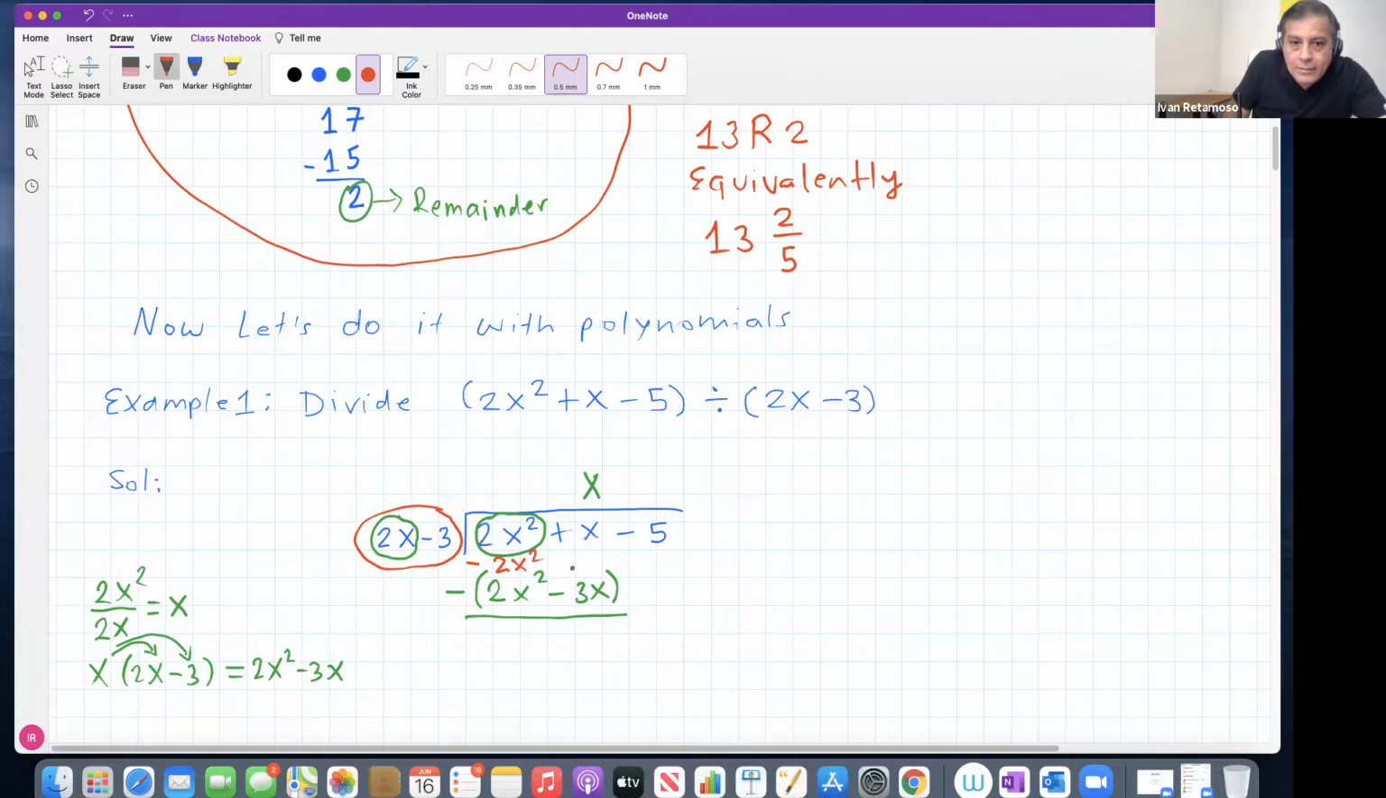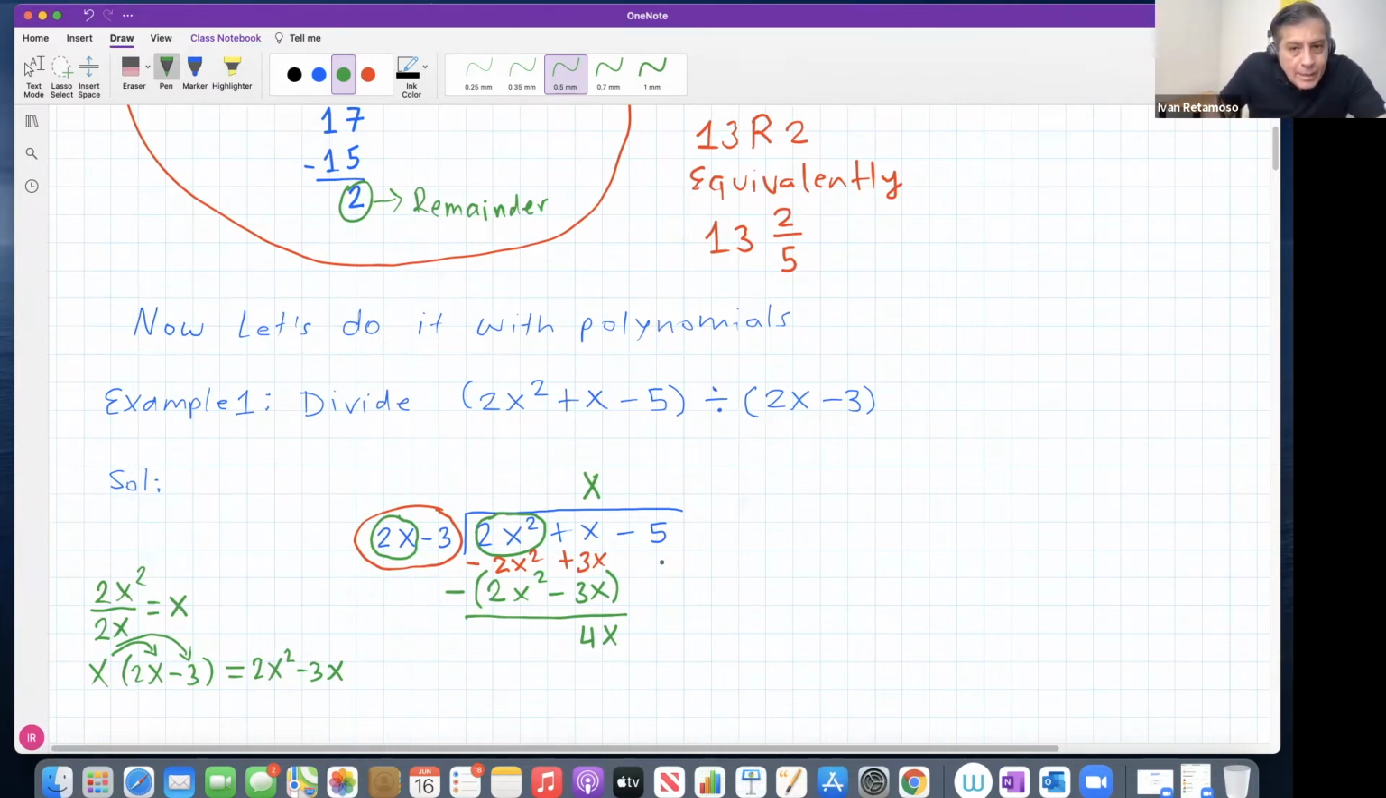And negative times negative, positive 3x, right? Positive 3x. I forget about this, I just add these two. Look, 2x squared minus 2x squared, 0, right? Nothing. But here, 1x plus 3x, that's going to be 4x, right? 4x here. That's it.